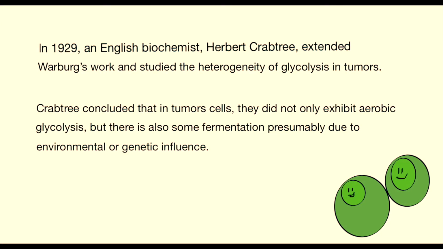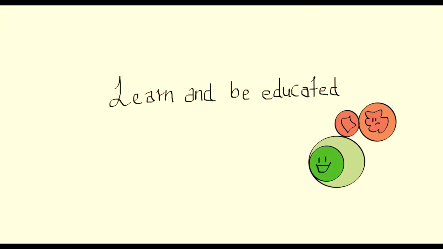In 1929, an English biochemist, Herbert Crabtree, extended Warburg's work and studied the heterogeneity of glycolysis in tumors. Crabtree concluded that tumor cells did not only exhibit aerobic glycolysis, but there is also some fermentation, presumably due to environmental or genetic influence. Learn and be educated.